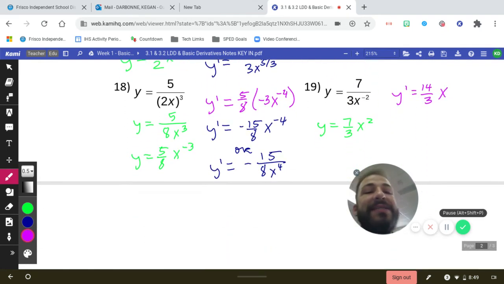And then last but not least, 19, y equals 7 over 3x to the negative 2. Move that x to the negative 2 up. So we get y equals 7/3 x squared. Okay, which means y prime is equal to 14. That 2 multiplied with the 7 becomes 14 over 3. And then x squared goes down to x.